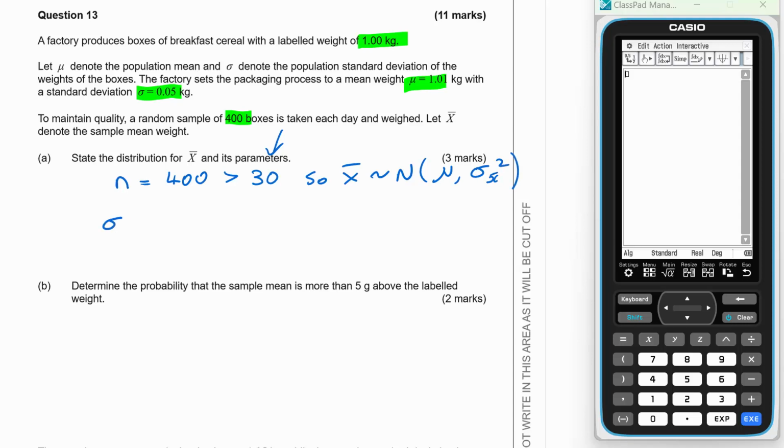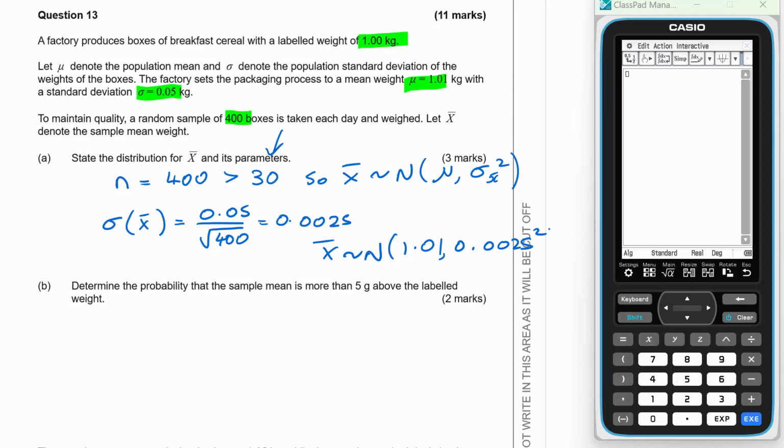So what about sigma X bar? That is going to be the 0.05 over the square root of 400, which is 0.0025. And therefore X bar is going to be a normal 1.01 and 0.0025 squared.